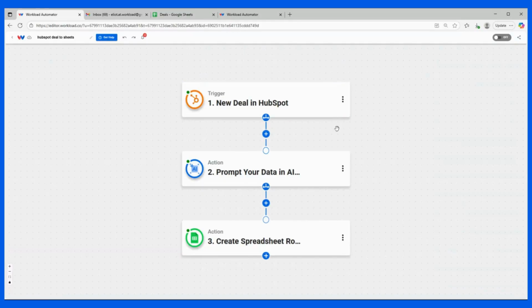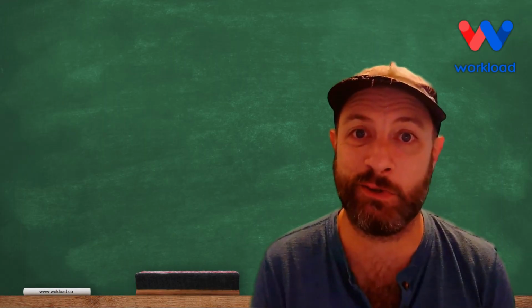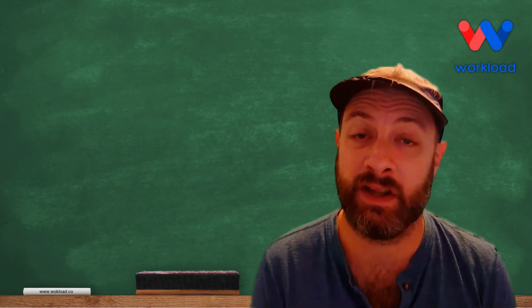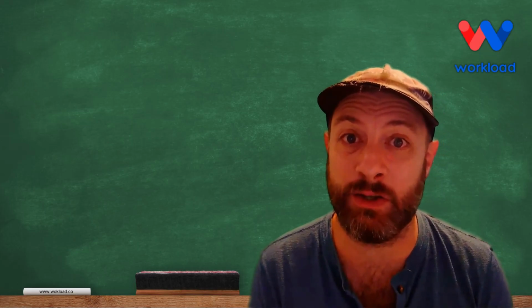You can come back over to the Workload editor, check and make sure there's a green dot in each of our nodes, and then we can activate our workflow. And now whenever there's a new deal in HubSpot, the AI Wizard will format the date and then add all of those details to create a spreadsheet row in Google Sheets. That's how you can use Workload to build a workflow that automatically adds the details of a new deal to a spreadsheet row.